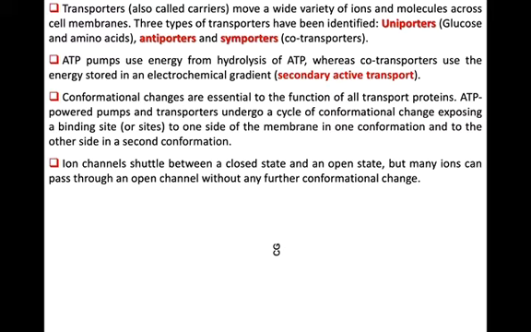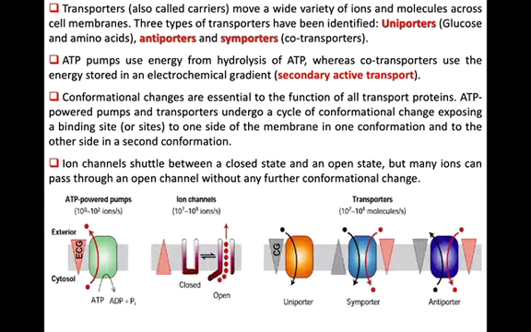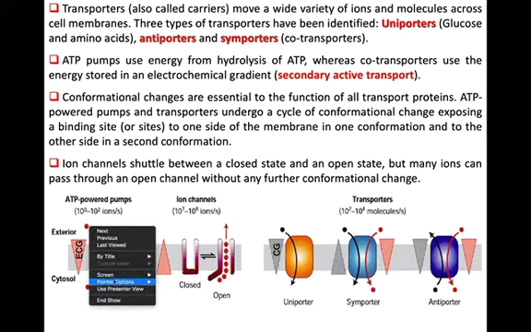Ion channels, as well, shuttle between a closed state and an open state. But many ions can pass through an open channel without any further conformational change. It's obvious because it's a channel, so it doesn't need it, just open and close. Let's see how this works. So here we can see the difference between different types of carrier proteins. In the first, let's have a pointer here.